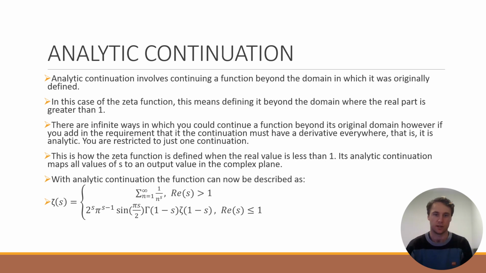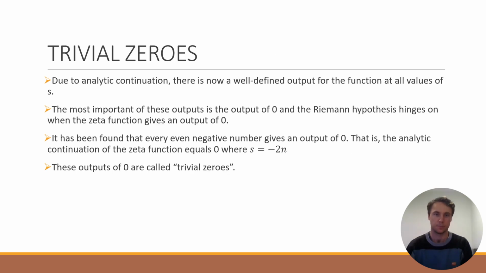And because there is only one such analytic continuation, we can now define the zeta function for values of s with real part less than 1. And that's shown below, that the zeta function is now defined in two parts: the original infinite sum where the real part is greater than 1, and then this new function, this continuation, where the real part is less than 1. Because we now have a well-defined function for all values of s, we can start analyzing the outputs of this function. The most important output is finding when the function is equal to 0.